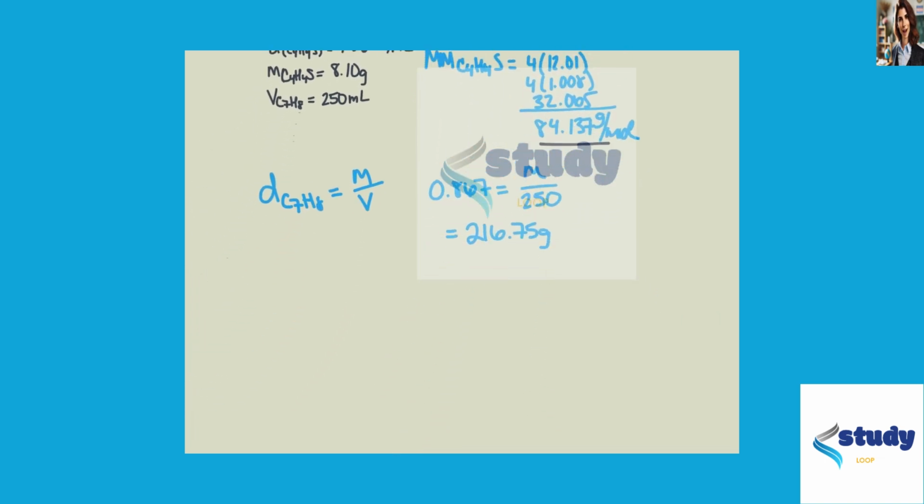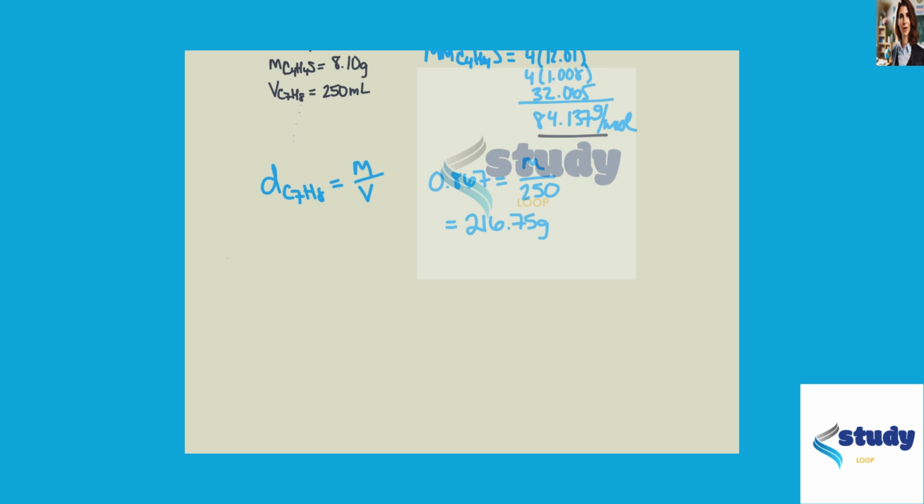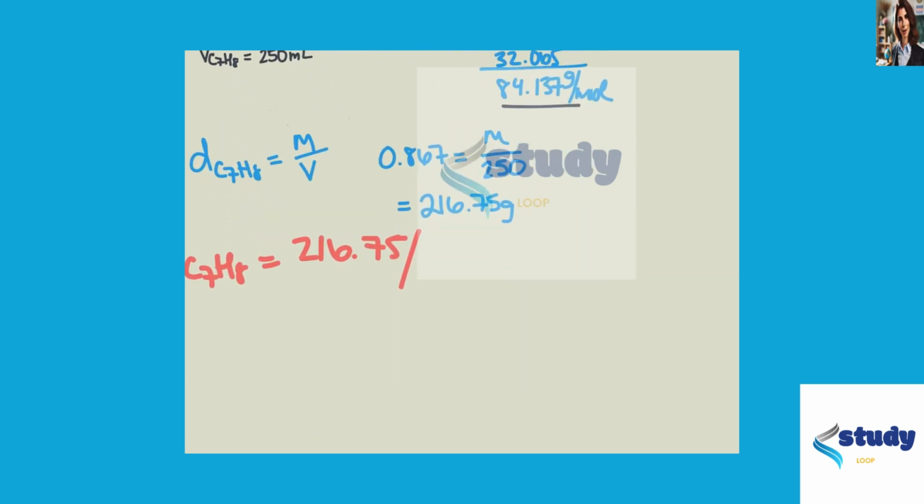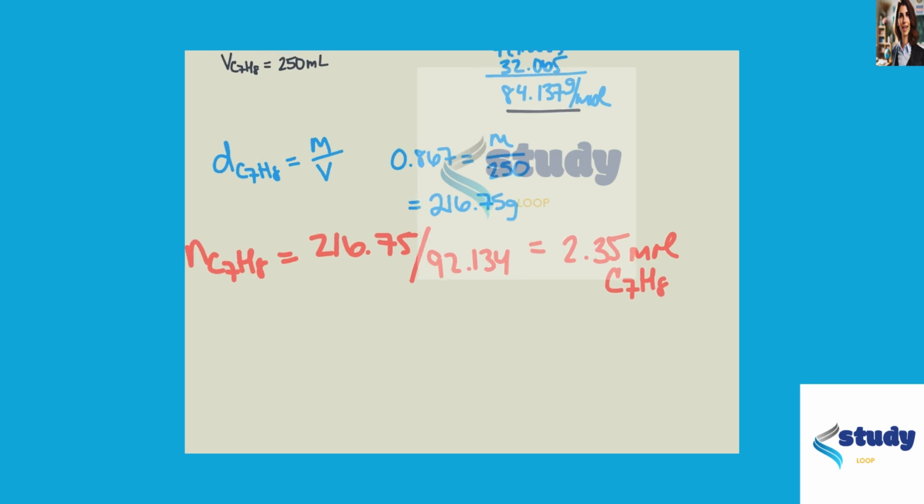So we are trying to find our mole fraction. We know that there are 216.75 grams in that 250 milliliters. So now we can figure out how many moles we have. The moles of C7H8 is going to equal 216.75 divided by our molar mass, which is 92.134. We get that there are 2.35 moles of C7H8 in this mixture.